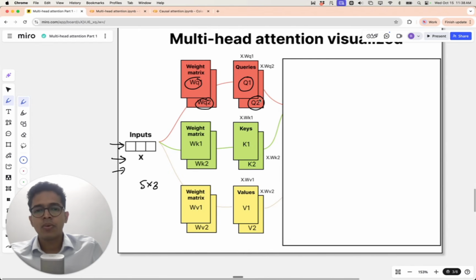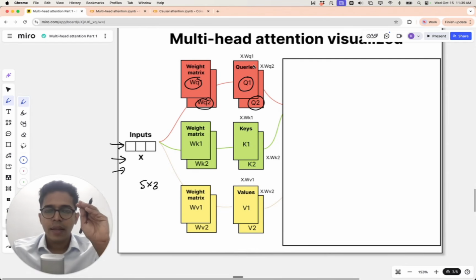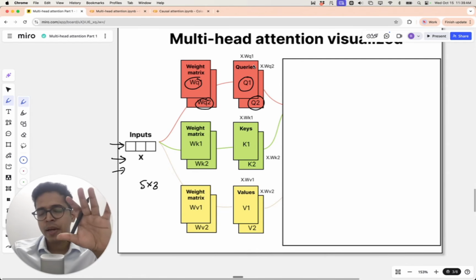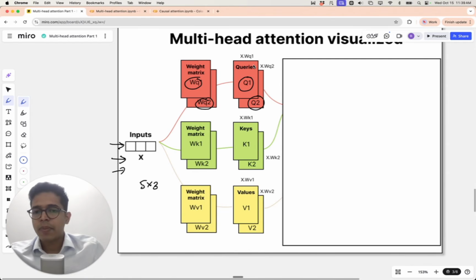Q2 should also be 5 by 2 because each of them is processing the inputs separately. The dimensionality of the query space is 2, which means Q1 should have 5 input vectors converted into queries. Q2 should also have the same, and the dimensionality should be 2. So 5 by 2, 5 by 2. Same thing applies for keys. So there are 2 key matrices, which are learnable weights, which produce 2 keys, K1, K2. Similarly, there are 2 trainable value weight matrices, producing 2 value matrices as a result.